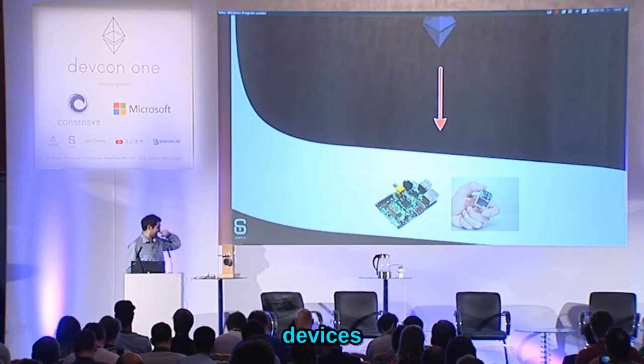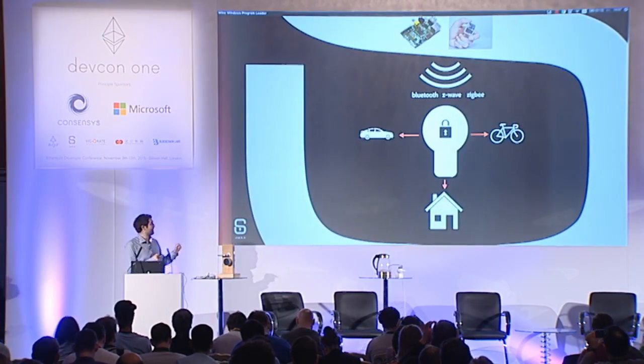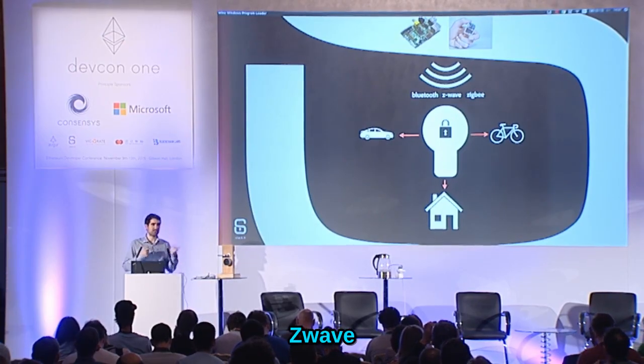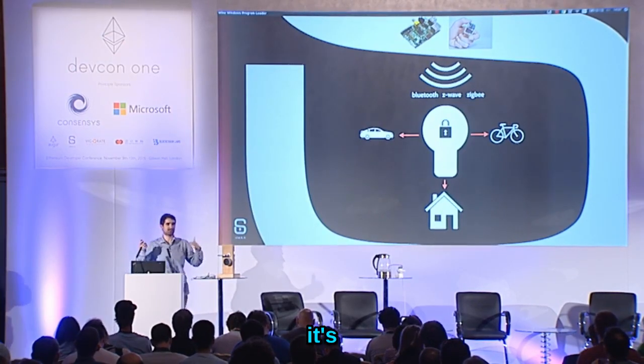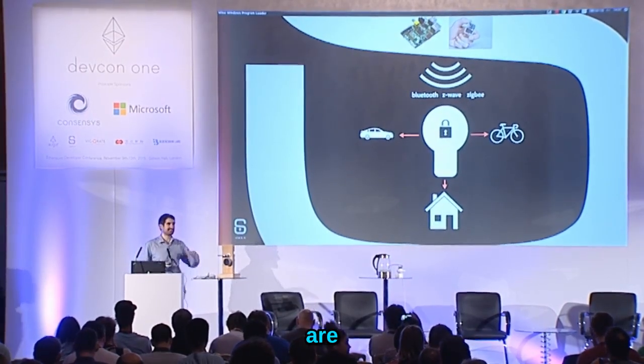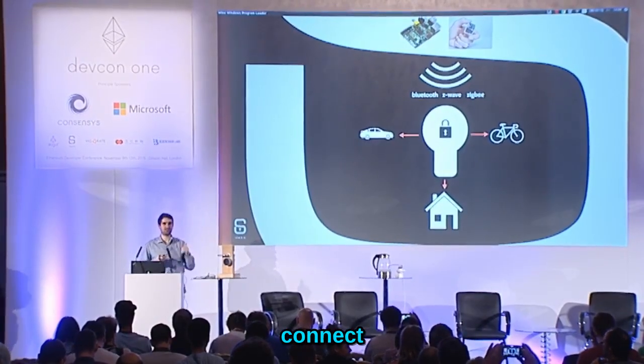So, and those devices now can talk to existing smart devices. We can use Bluetooth, Z-Wave, or Zigbee. For those of you who don't know Z-Wave or Zigbee, it's just used in smart homes. So it's a smart home technology connecting all the smart devices in your home. And there are thousands of different Z-Wave and Zigbee products out there which we can connect to.